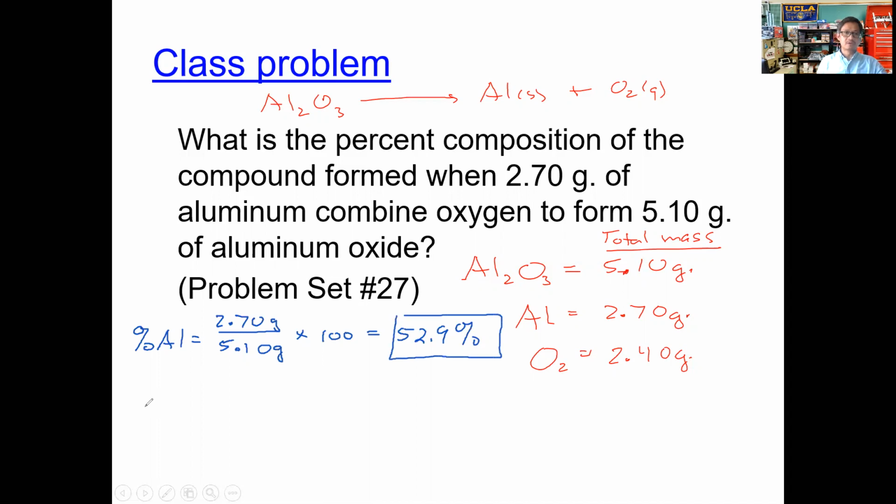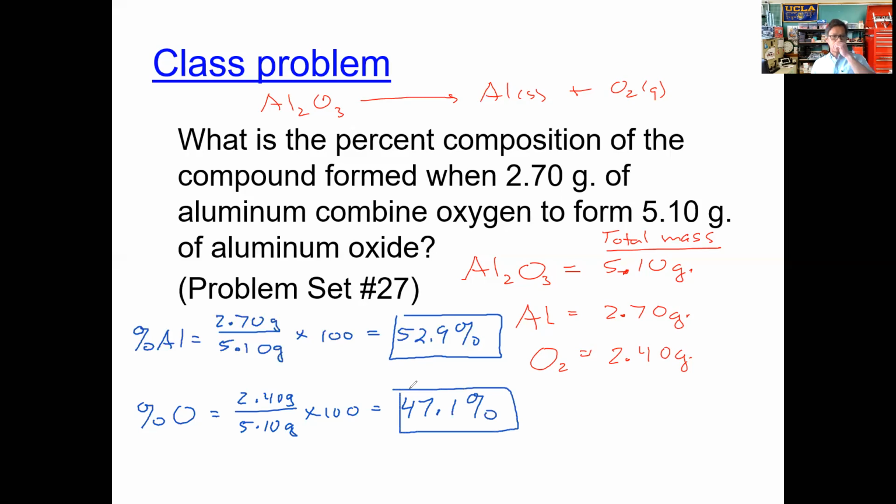We can do the same thing with the oxygen. The percent oxygen in the compound is the amount of oxygen that we end up with, 2.40 grams, over 5.10 grams, times 100. Let's punch that into our calculator: 2.40 divided by 5.10. We end up there with 47.1%. That is oxygen. That's how we get our percentages: part over whole times 100.